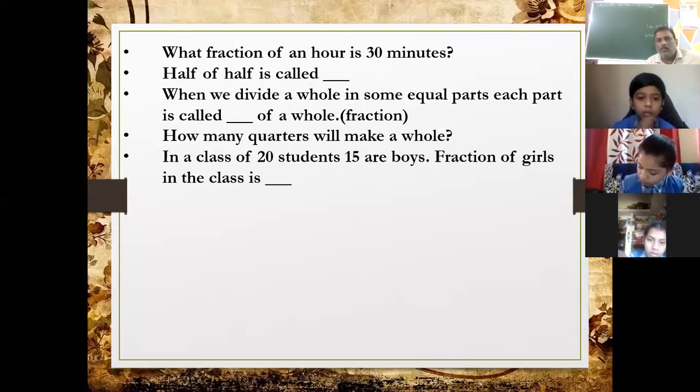You can write this in the classwork. What fraction of an hour is 30 minutes? All these questions are important.